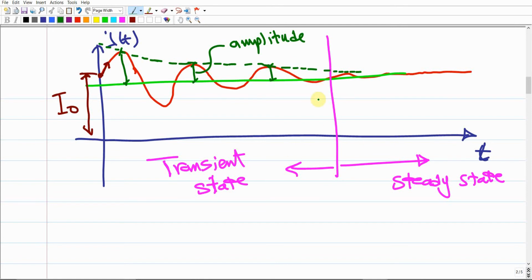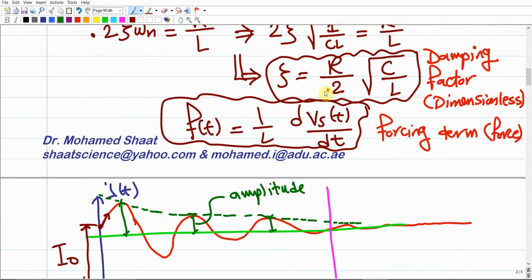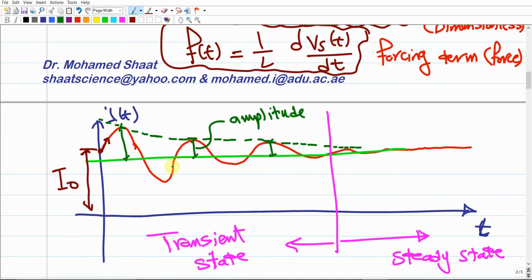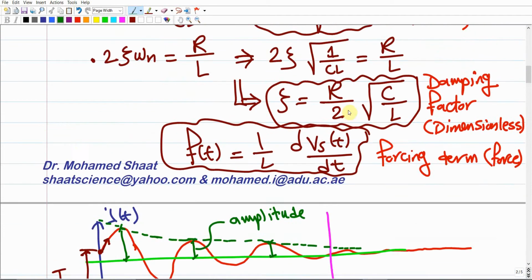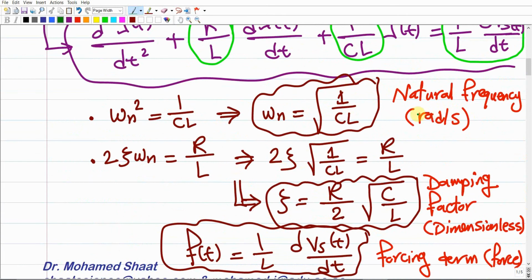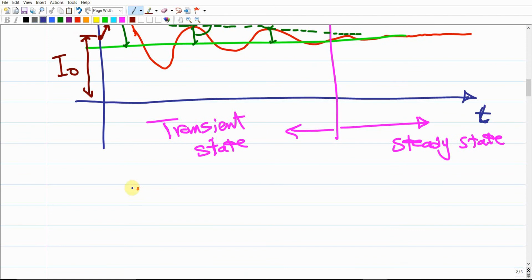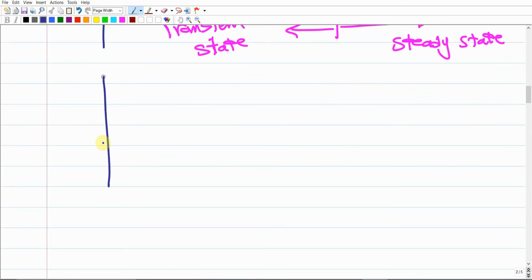So decreasing means that we have a slowing down, or a change in the shape of the wave, generally speaking. The factor that describes how these waves are decaying is the damping factor, which is xi. But how these waves are changing over time is related to the natural frequency. So to understand more about the natural frequency, let us consider these two curves of the current.